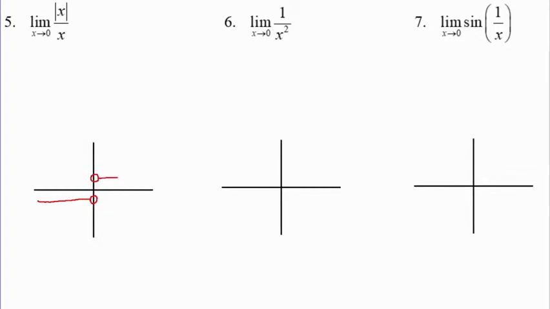And I know that I have open circles at 0 because if I plug in 0, I end up dividing by 0, so that is not defined. So, as x approaches 0, from the left side it is approaching -1, and from the right side it is approaching +1. So in this case, the limit does not exist. So we are going to write DNE for does not exist, because it approaches two different values from the left and the right.